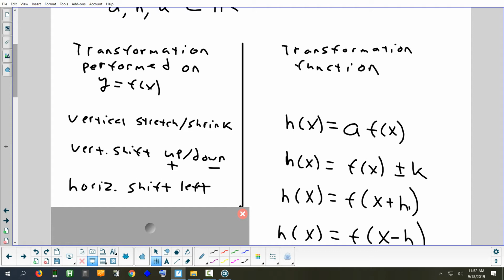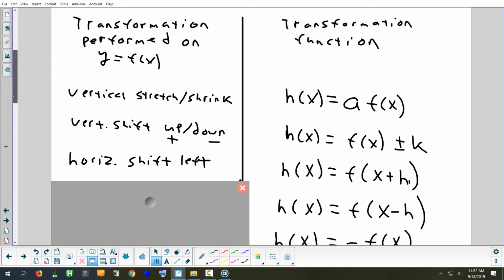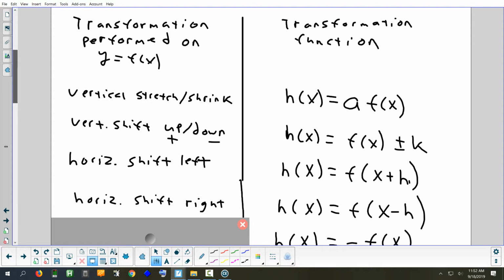Chris, can you repeat that? What's that transformation going to cause? f of x minus h. Horizontal shift right. Yep, it's going to shift to the right.